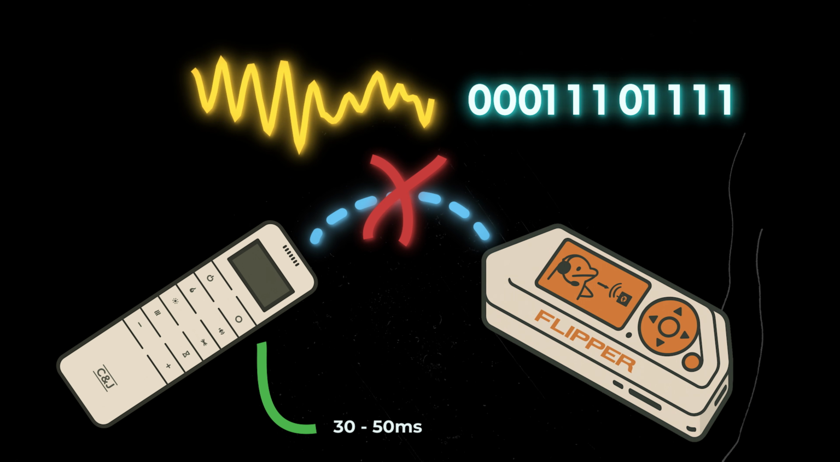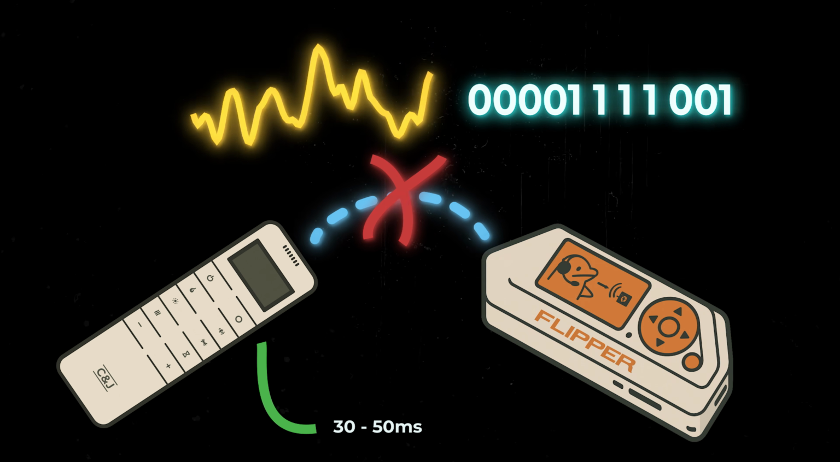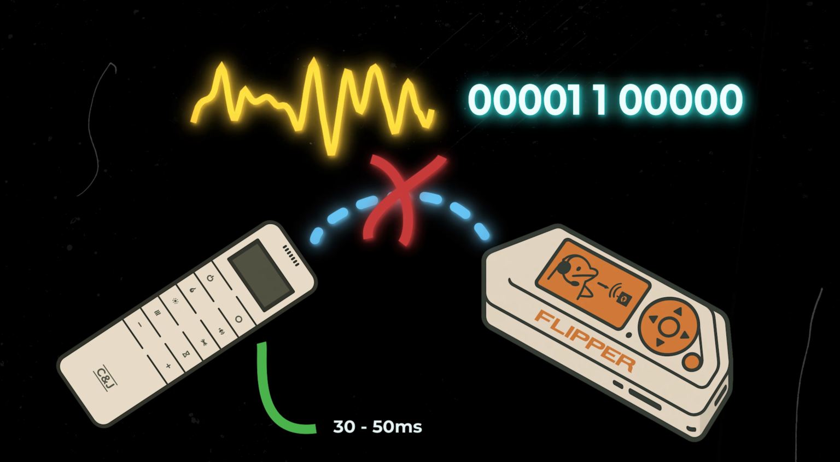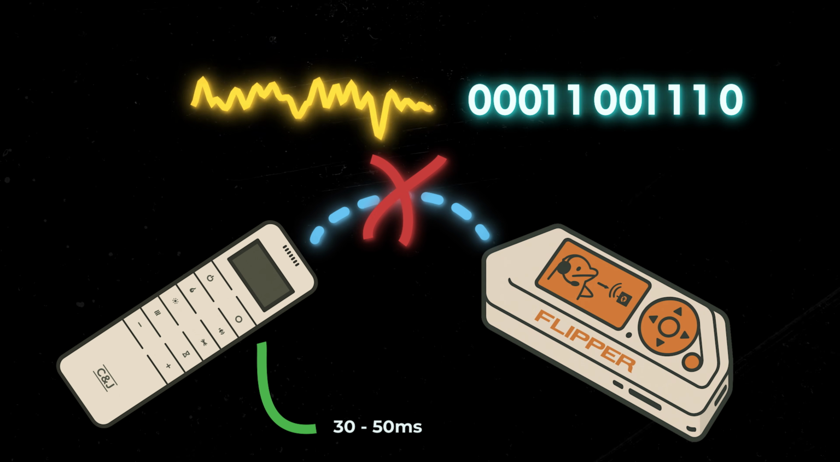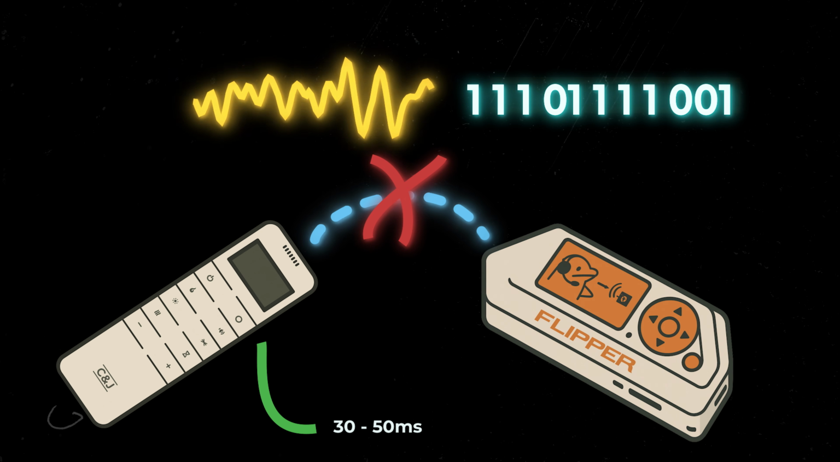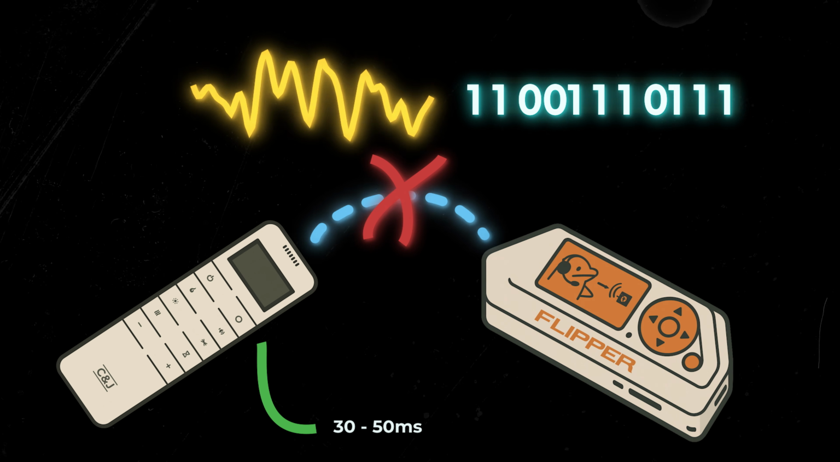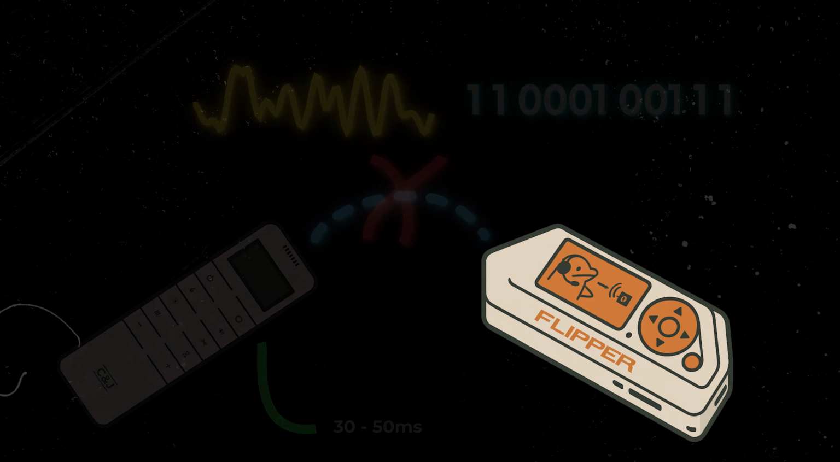So even though the RF signal exists on the air, the Flipper never sees it accurately. It only sees the modem's interpretation of it. Think of it like subtitles instead of a video recording. You only get what the decoder understands and not the raw signal.